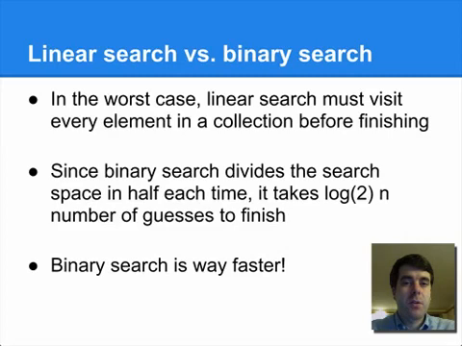But generally speaking, linear search in the worst case is pretty bad, because the worst case would be if the thing that you're looking for is the last item in the array, or if the thing that you're looking for is not in the array at all. And in that case, you would have to look at every single item in the array.